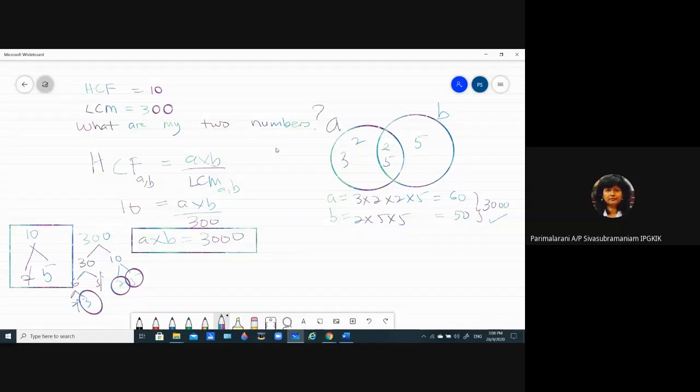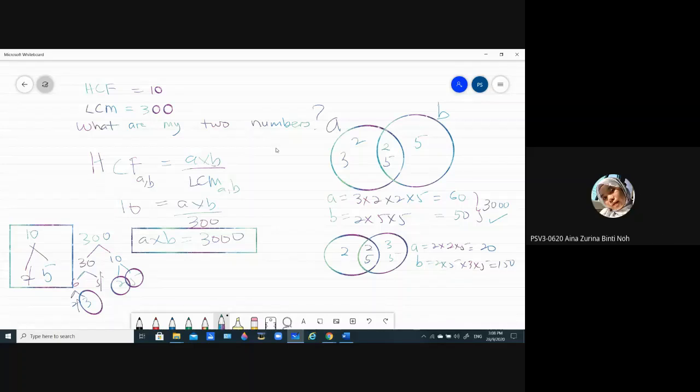But there can be other combinations also, right? Because I can put my Venn diagram like this. This one doesn't change. But maybe I don't want to put 2 and 3. I put 2 here, and I put 3 and 5 here. Now what is my A? A is 2 times 2 times 5, that is 20. B is 2 times 5 times 3 times 5, that is 10 times 15, which is 150. 20 times 150. Does it give you 3,000? Yes. So this combination also works. Is there any other combination?